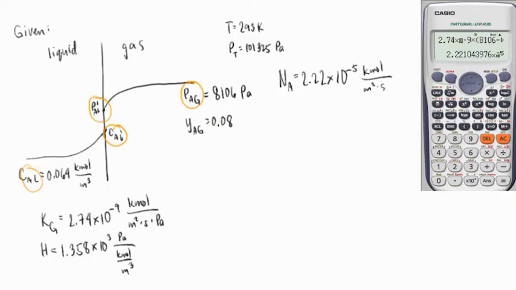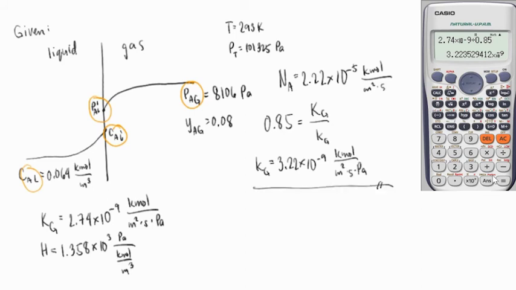For that, we write that 85% of the resistance is equal to capital Kg over small kg. Since we know the value of capital Kg, we can now determine the value of small kg, and that is 2.74 times 10 raised to negative 9 divided by 0.85. Our individual mass transfer coefficient on the gas side is equal to 3.22 times 10 raised to negative 9, and this has the same units as the overall transfer coefficient, that is kilomole per square meter per second per pascal.